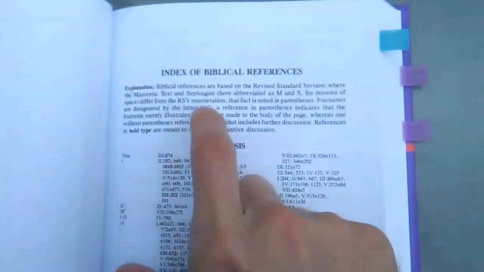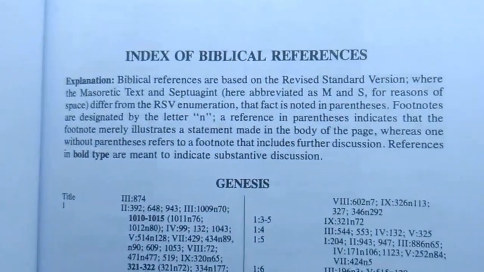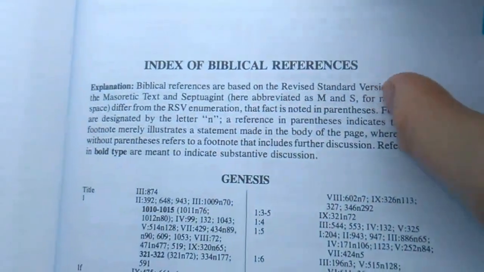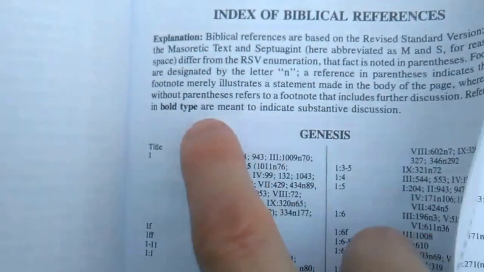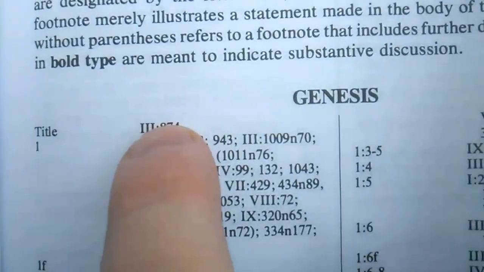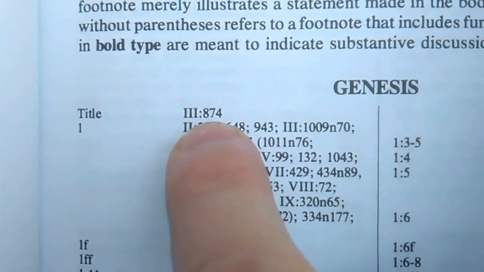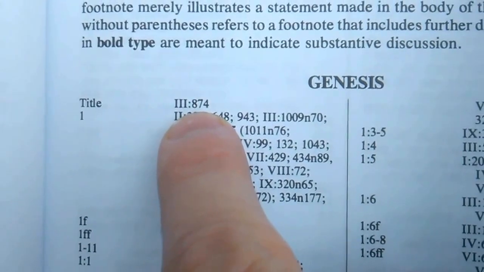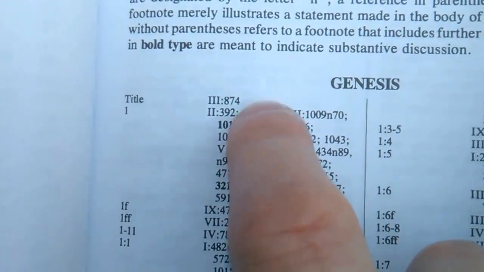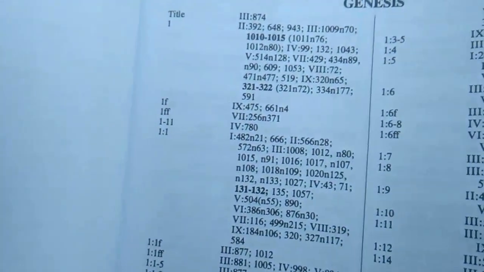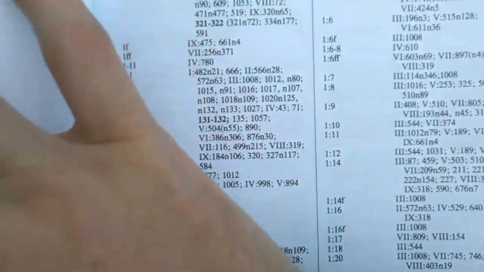But another way to do it is if you're actually just studying a particular passage in Scripture, you can look here. So you can see it's Genesis, and then it shows you here, and it points you to whichever book it's in. So the third volume, page 874. So it makes it really easy. So you can see how that works.